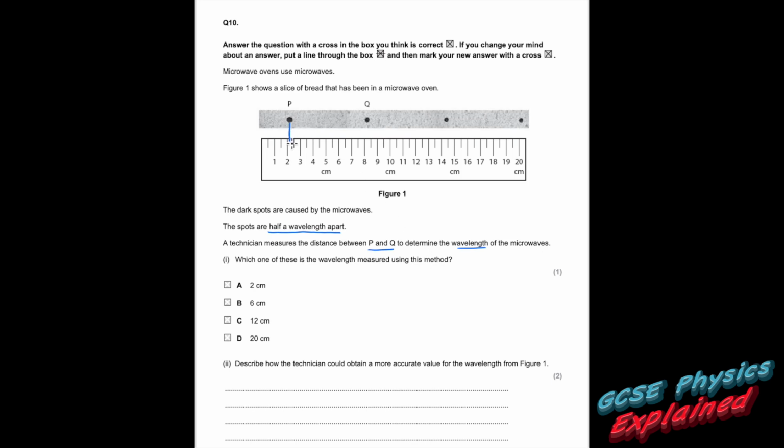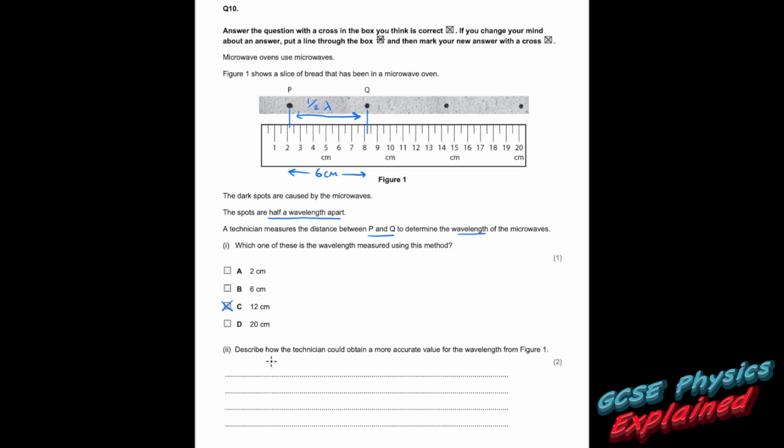Right, so from P to Q, that is half a wavelength. That's what it said, half a wavelength. So if we double that, then that's a full wavelength. So from P to Q, that's from just over 2 centimetres to just over 8. So that's 6 centimetres is half a wavelength, which means that a full wavelength would be 12. There we go, the answer's C. So that's a case of making sure you read the question correctly.